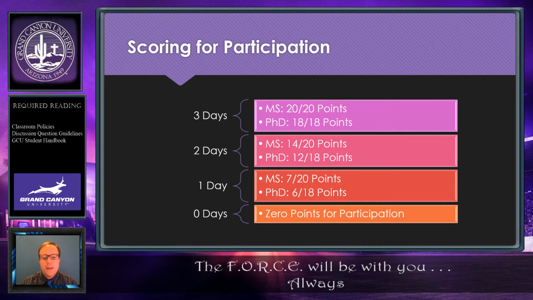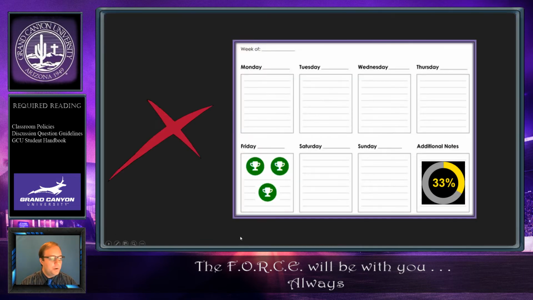Now let's go to some calendar-based examples of how these points are scored. This student earned 3 substantive trophies. That's the goal, right? Except all of them were earned on Friday. So unfortunately, this student earns 7 out of 20 because they had at least 1 trophy on one day of the week. It's by number of days of the week, not number of trophies. So that is a 7 out of 20 example, even though the student did earn 3 trophies.